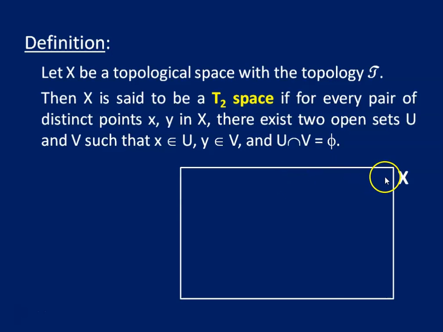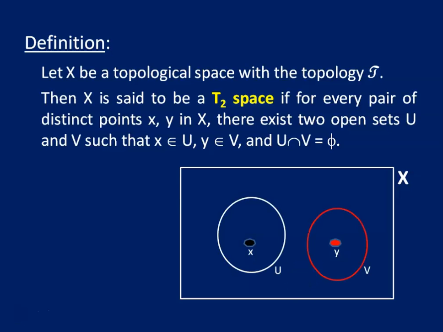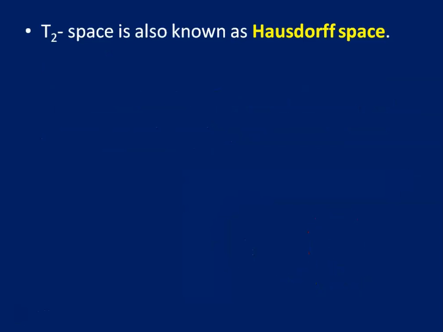So here we have the topological space X. This topological space X is said to be a T2 space if for every pair of distinct points X and Y, here we have X, here we have Y, we can find two disjoint open sets U and V, where U contains X and V contains Y. Here U and V are disjoint. T2 topological spaces are also known as Hausdorff spaces.